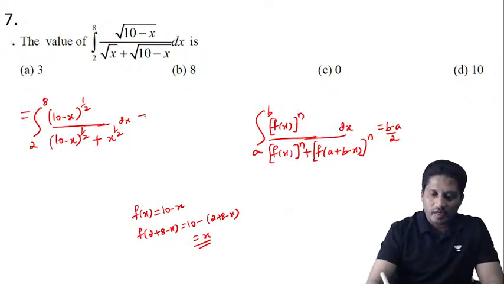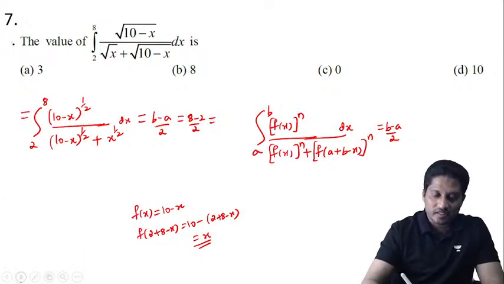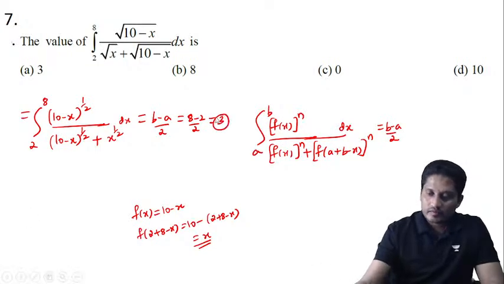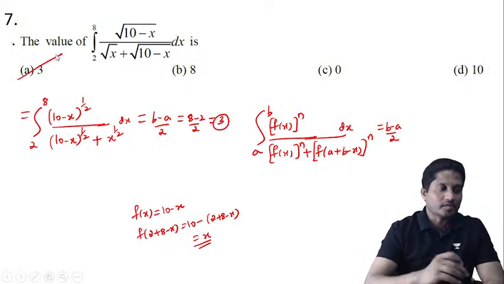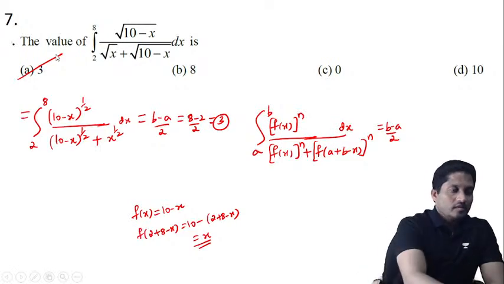Alright, so the shortcut is b minus a by 2. b minus a by 2 is 8 minus 2 by 2, which is 6 by 2, sorry, the answer is 3. Okay, the answer is option A. Right, let's move to the next question.